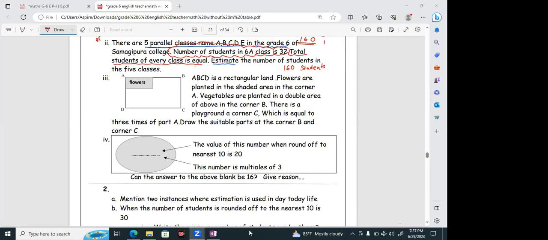Read the question carefully. ABCD is a rectangular land. Flowers are planted in the shaded area in the corner A. Vegetables are planted in a double area of the above in the corner B.